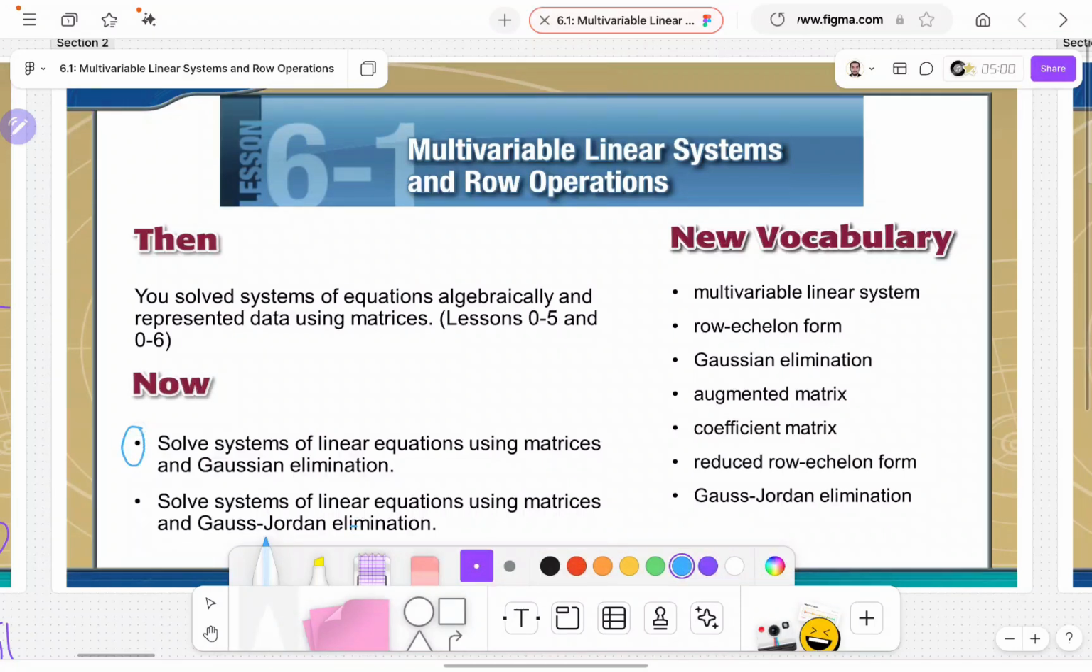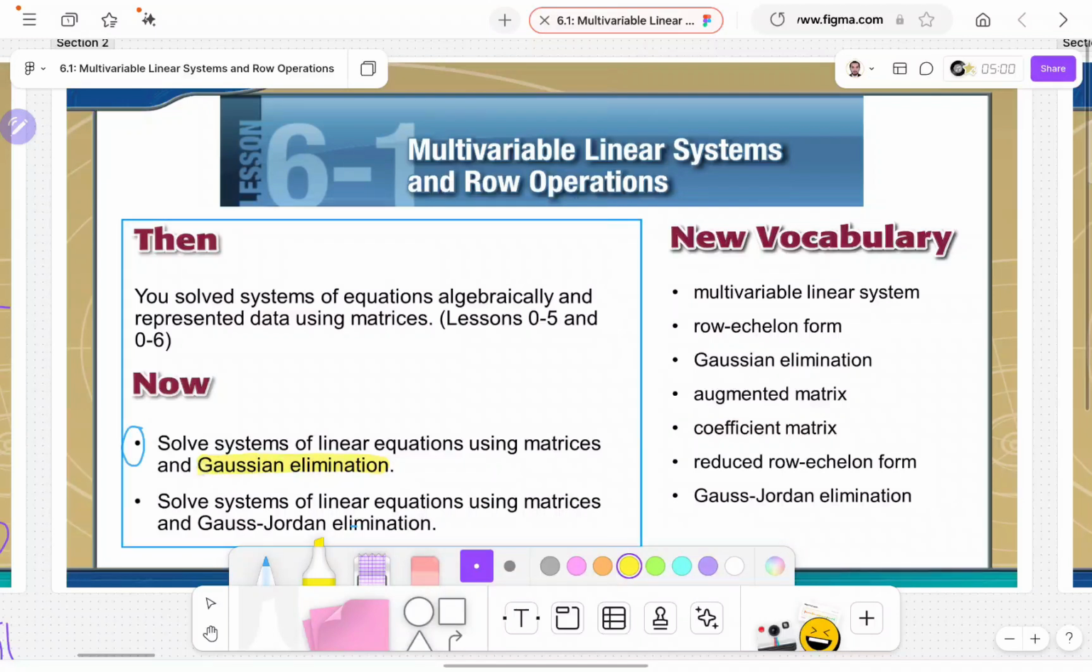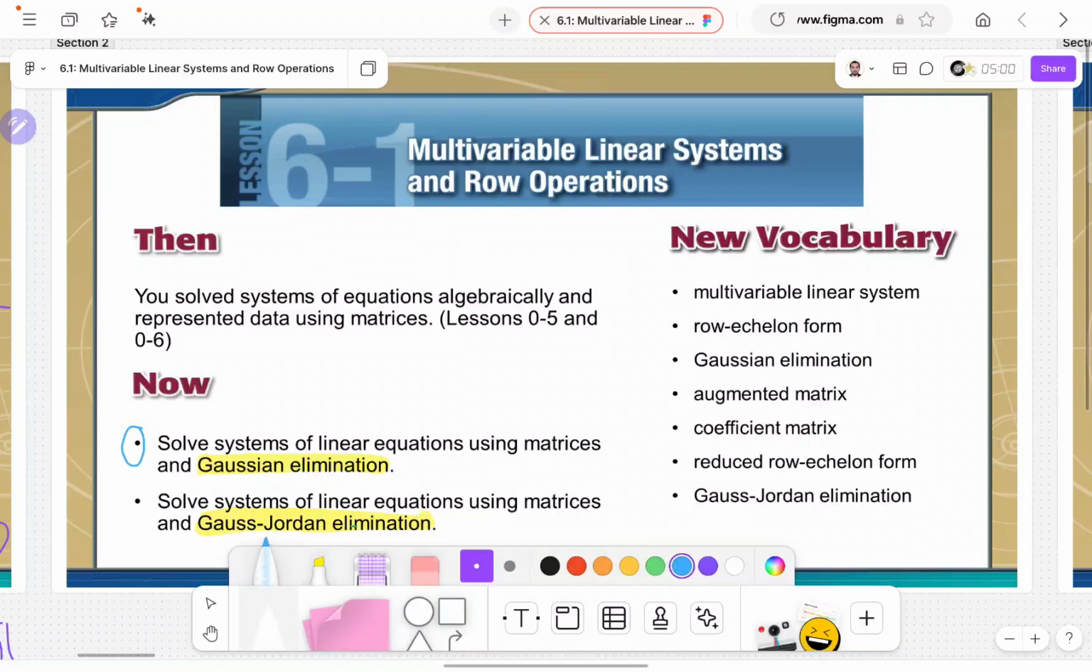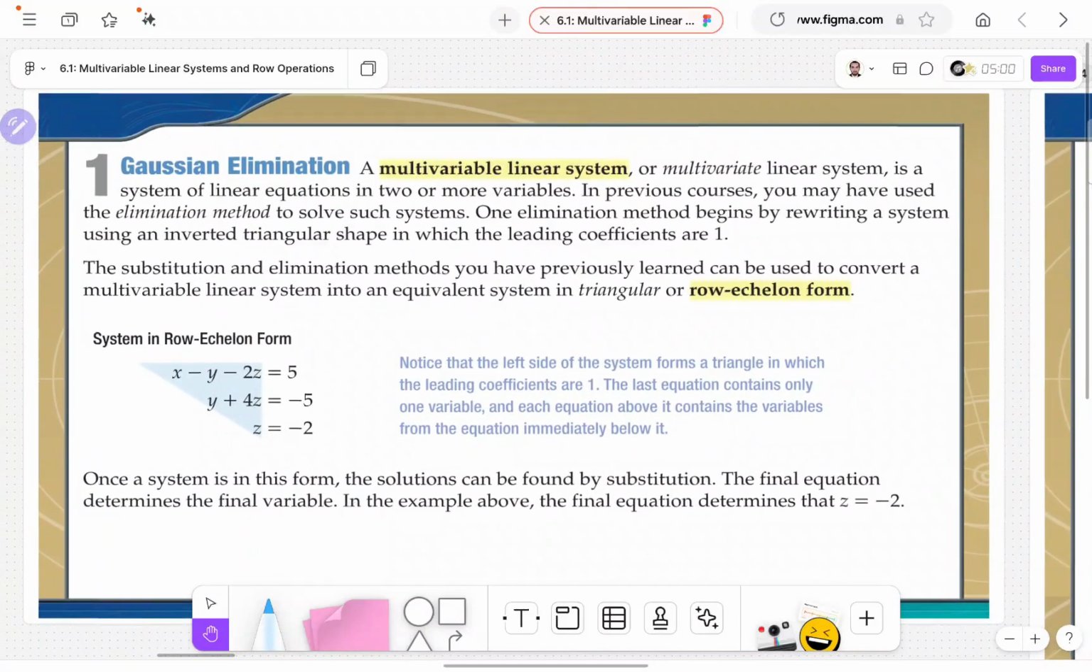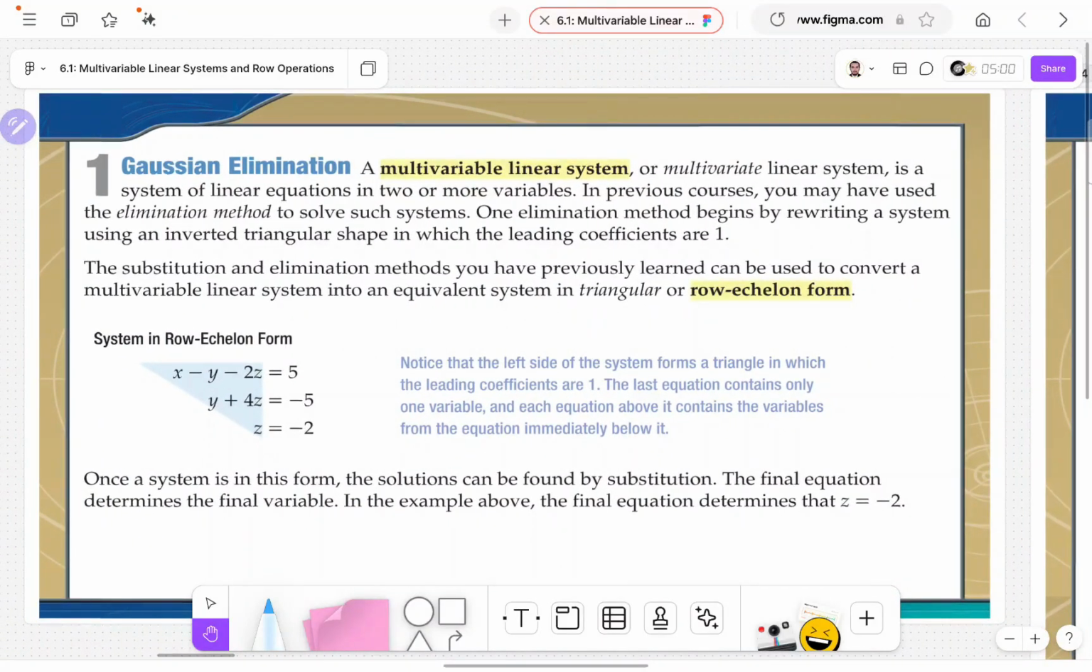Solve systems of linear equations using matrices and Gaussian elimination. So we're going to learn how we can solve the system using Gaussian elimination. Then solve systems of linear equations using Gauss-Jordan elimination. So here we have two things to learn. The first one is Gaussian elimination. The second one is Gauss-Jordan elimination. What's the difference between them? We are going to see. Now, before we start, let's start with Gaussian elimination.